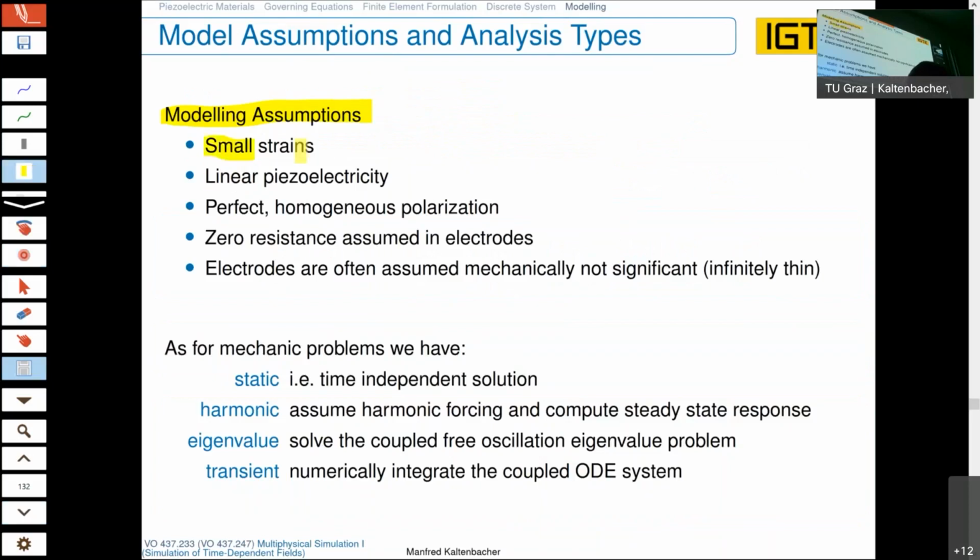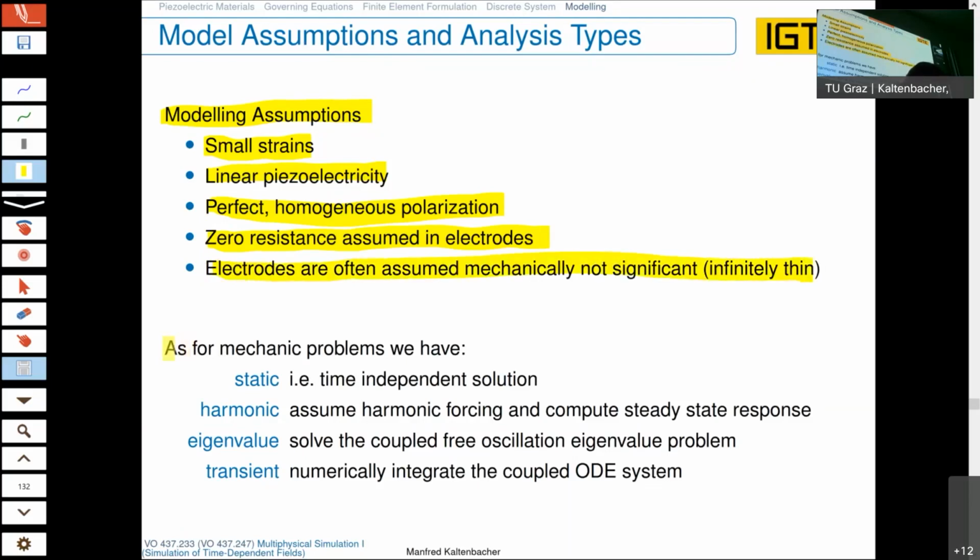Clearly our assumption was small strains, linear piezoelectricity, so we have linearized it. We don't consider the hysteretic behavior. We assume a perfectly homogeneous polarization, and we do not actually model the electrodes in this sense. So for us they are perfect, and since they are so thin in practice, in most cases you don't model the electrodes as a thickness structure, you make them infinitely thin, which is just written down here.